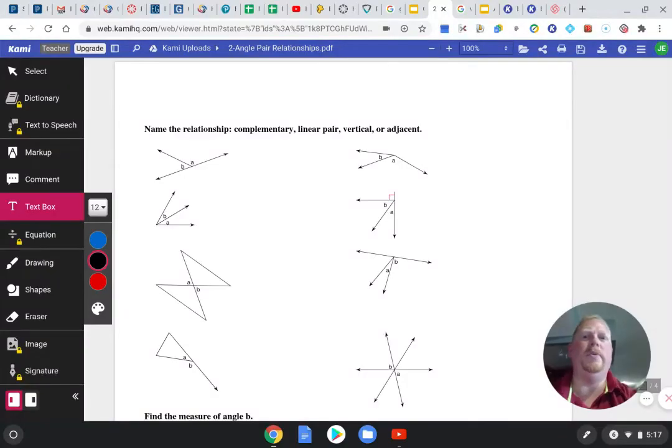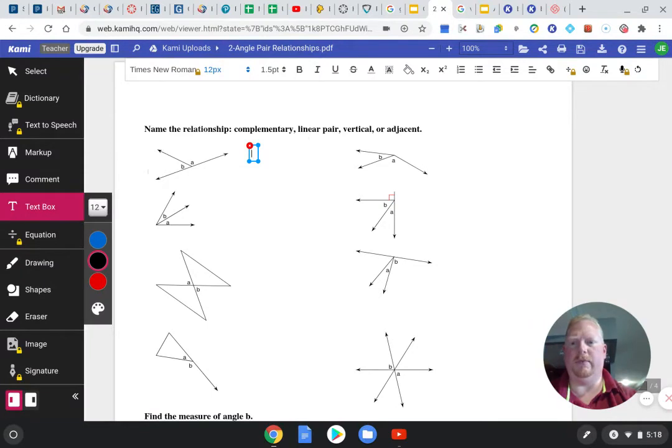Okay, so let's take what we just learned with vocabulary, the linear pair theorem, and the vertical angle theorem, and let's run through a couple examples real quick. So these first couple examples, and I don't think we'll do all of them, say name the relationship: complementary, I'm going to add supplementary in there as well, linear pair, vertical, or adjacent.